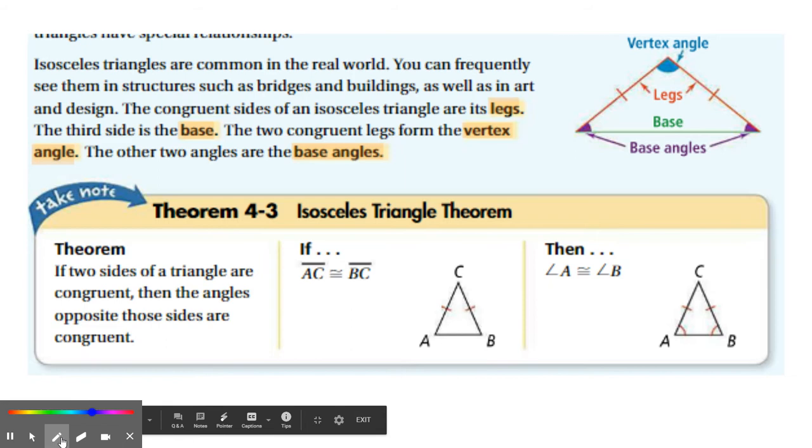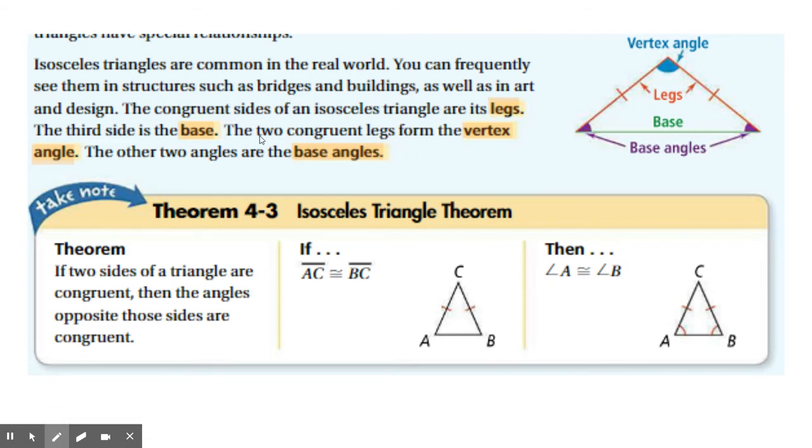So first, what is an isosceles triangle? Well, it's pretty common, right? An isosceles triangle typically has two congruent sides. We call them the legs. Then you have a third side that's called the base. The angle in between the congruent legs is called the vertex angle. And the two angles that touch the base are called the base angles, all right?